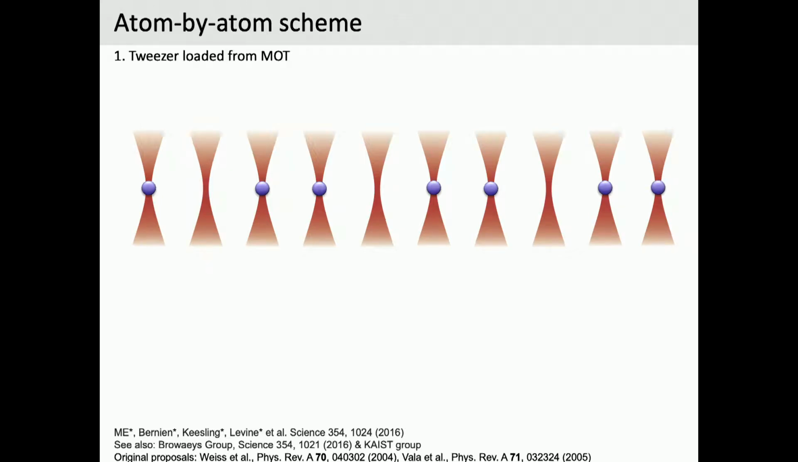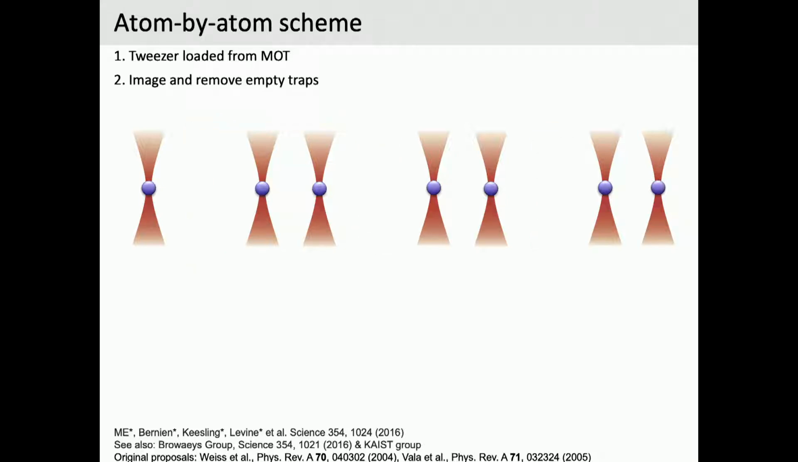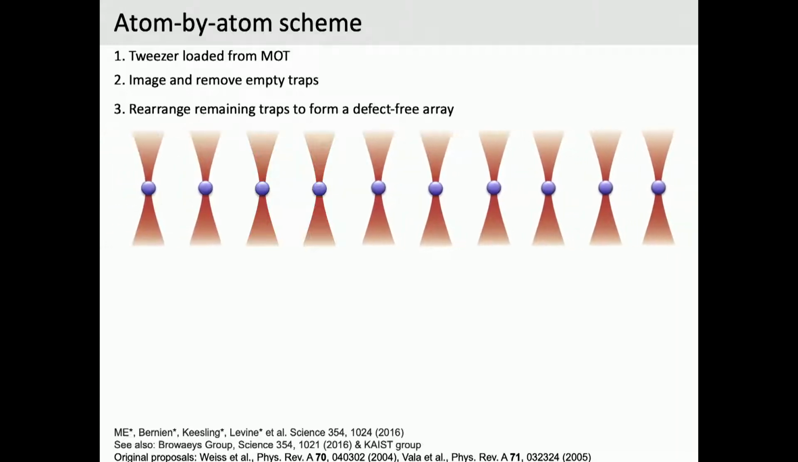Now to generate defect-free arrays for quantum simulation, you load these tweezer arrays from a magneto-optical trap, and then you will have certain defects in them. You image these arrays, identify the defects, and feed back into the method that you use to generate these arrays. You can switch off the empty traps and then reshuffle everything into a defect-free array, and this is called atom-by-atom assembly nowadays.